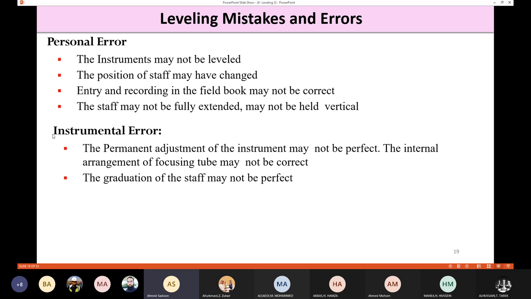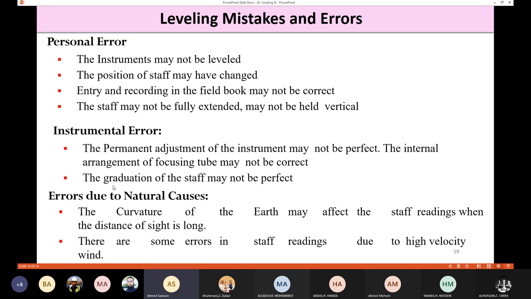Also, we have an instrumental error. The permanent adjustment of the instrument may not be perfect. The internal arrangement of the focusing tube may not be correct. So these are problems associated with the instrument, and also the graduation of the staff may not be perfect. Sometimes you have a mistake in the staff itself.